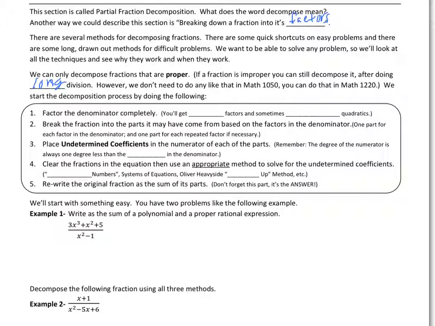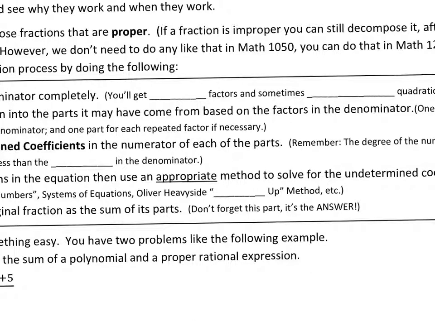All right, so the first thing we need to do is factor the denominator completely, okay? So we will get possibly repeated factors. Oh, and this isn't big enough. Okay, so sometimes we'll get repeated factors, and a lot of those will be binomials. In fact, most of them will be binomial factors, okay? And sometimes we'll get what are called irreducible quadratics.